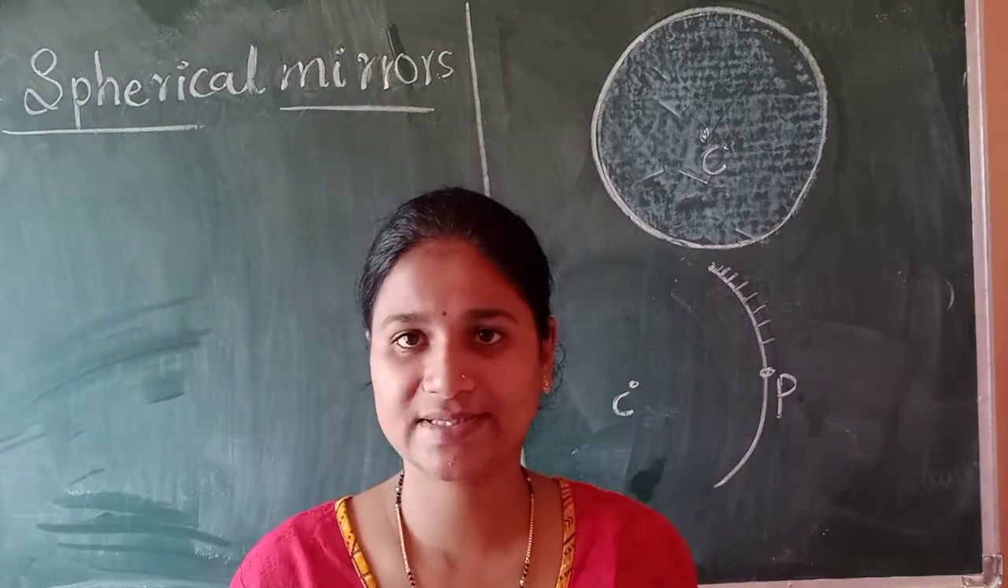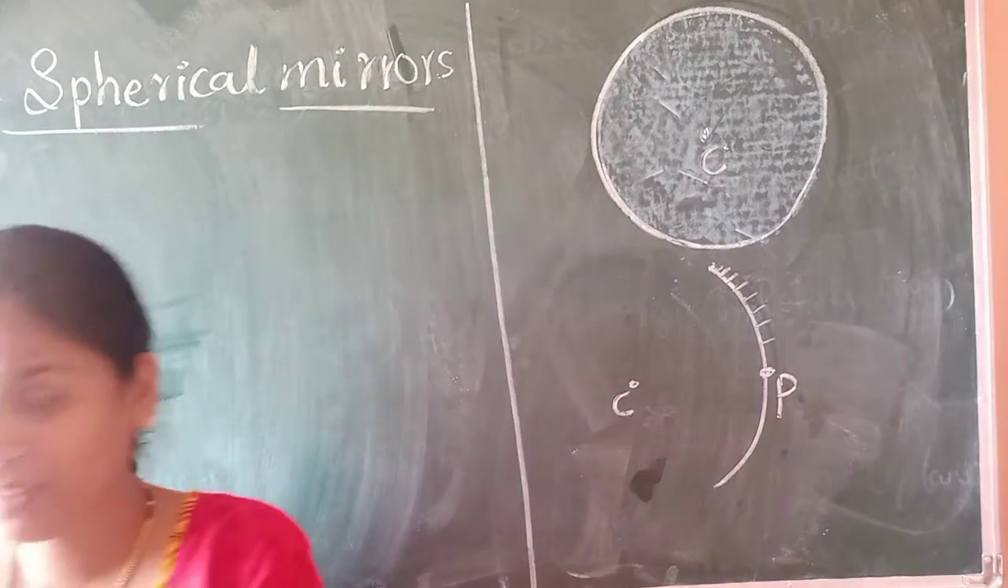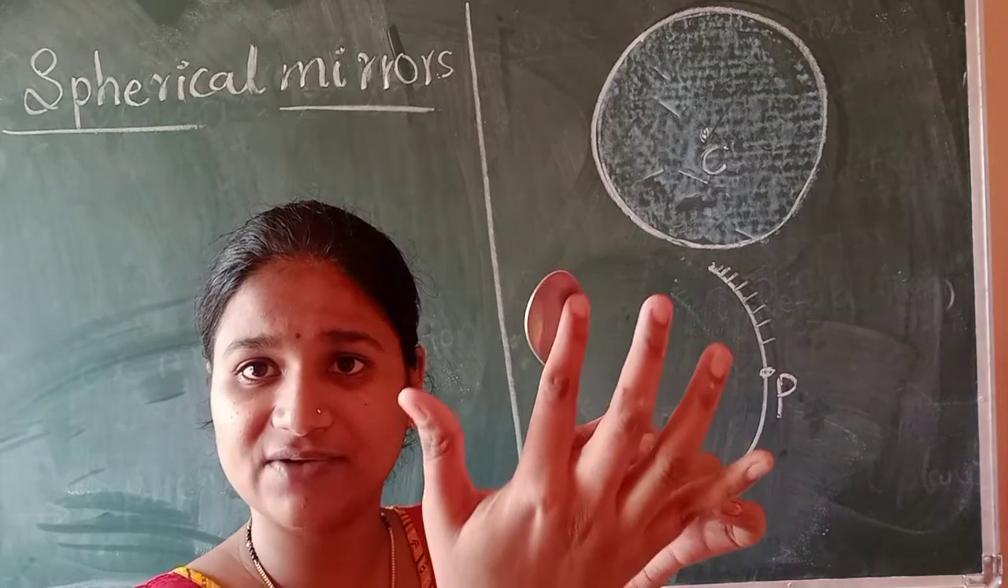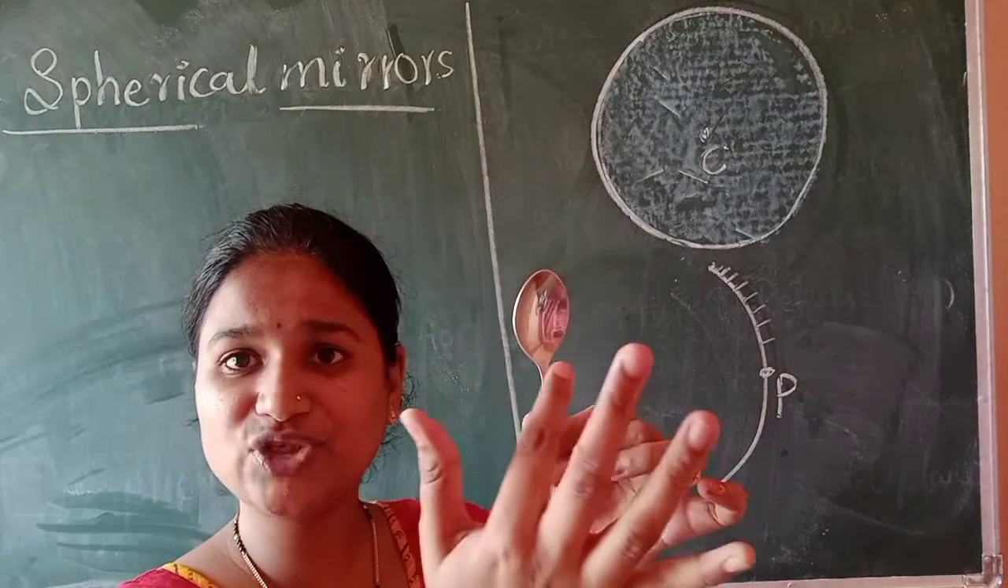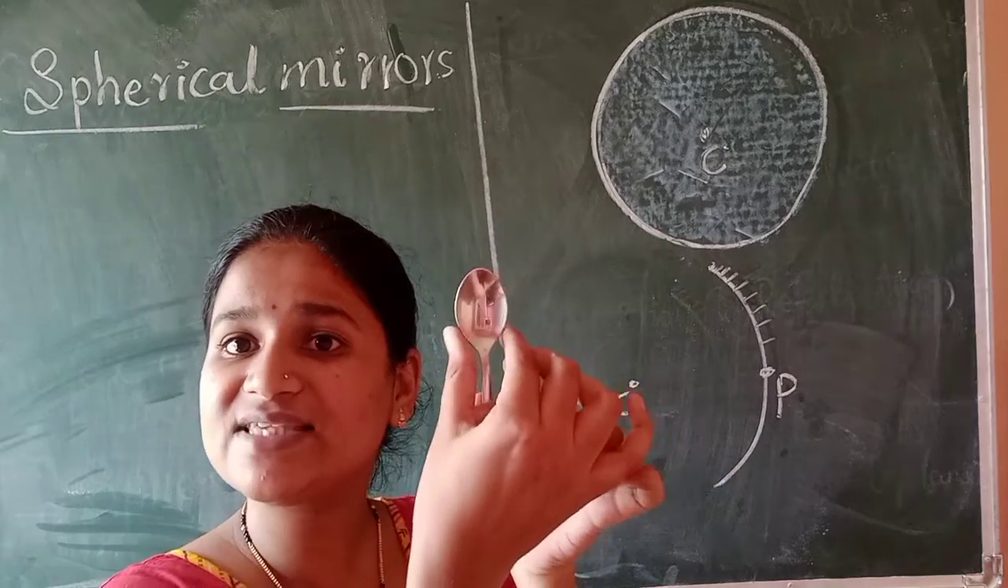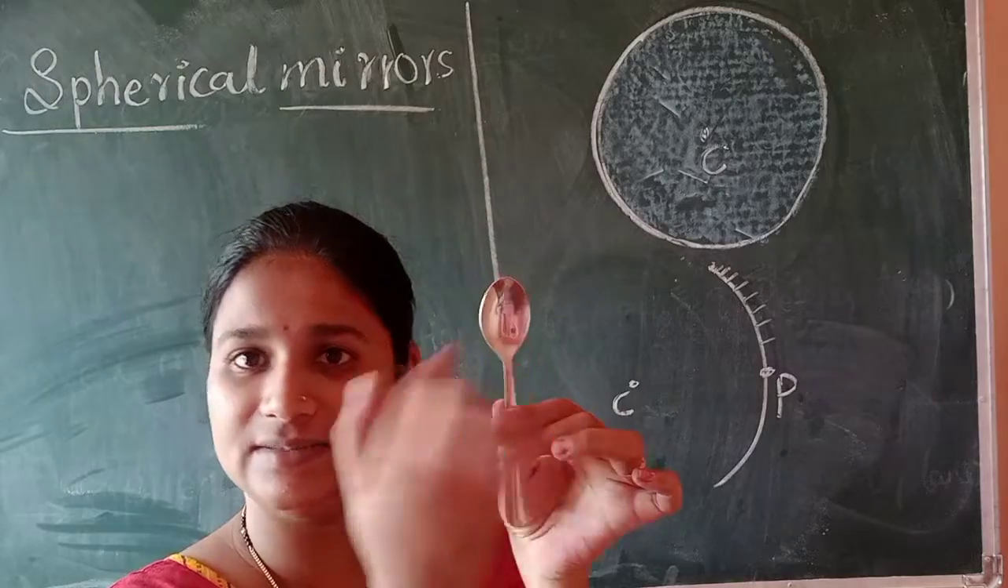Don't forget to play this game, that is, taking a spoon and observing yourself using the surface inwards and the surface outwards. Now when I consider this curved surface, let us take an imaginary circle over here. The curved surface is a part of this circle.